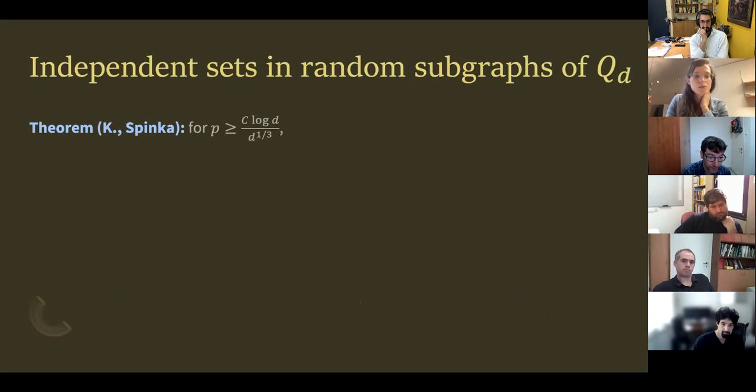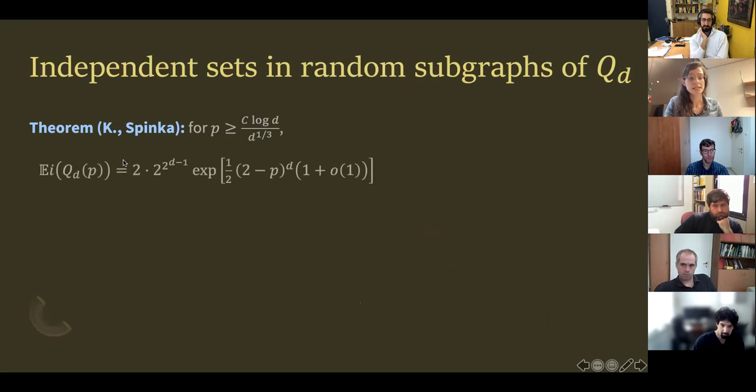So the first result, the most general one perhaps: if P is at least some constant times (log D over D) to the 1/3, then we start by calculating the expectation of the total number of independent sets. So we have that the expected number of independent sets is given by this formula. And you can see that if we take P equals 1, which will just give us Q_D, we get exactly the result of Korshunov and Sapozhenko.